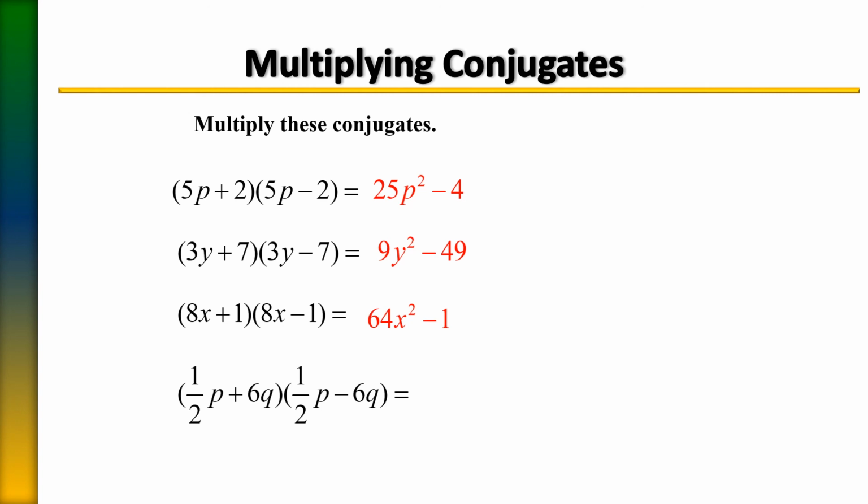Now let's multiply last. 6q times negative 6q, that's going to be negative 36q squared. So the final answer is 1/4 p squared minus 36q squared. And there you have it, multiplying conjugates. Not bad at all.